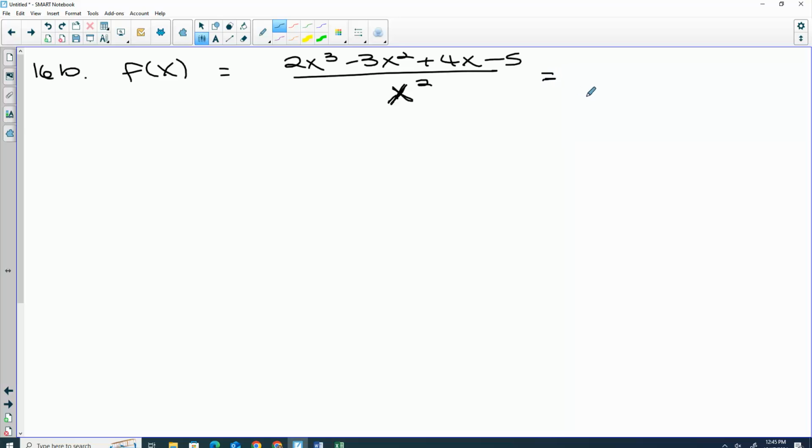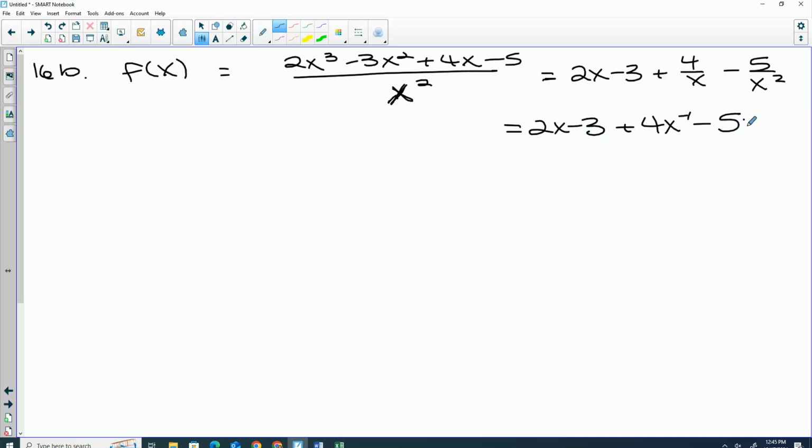You could redivide every term by x squared. There's only one thing on the bottom. If you did that, you get 2x minus 3 plus 4 over x minus 5 over x squared. Or you could write that as 2x minus 3 plus 4x to the -1 minus 5x to the -2. I haven't changed anything yet. I've just simplified it. Now there's no need for doing a quotient rule. It's just a matter of the power rule.